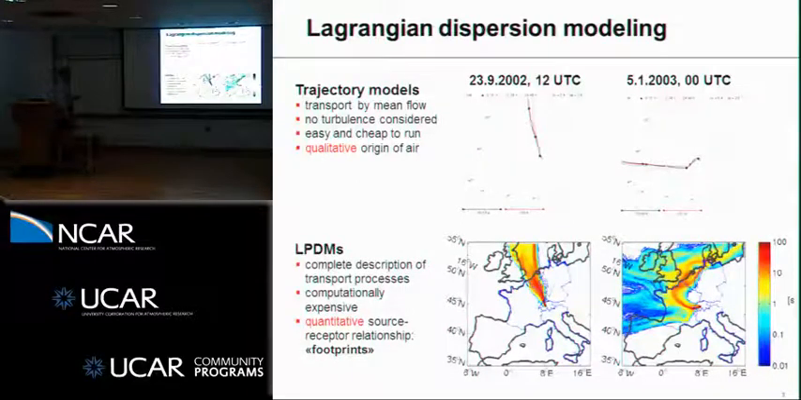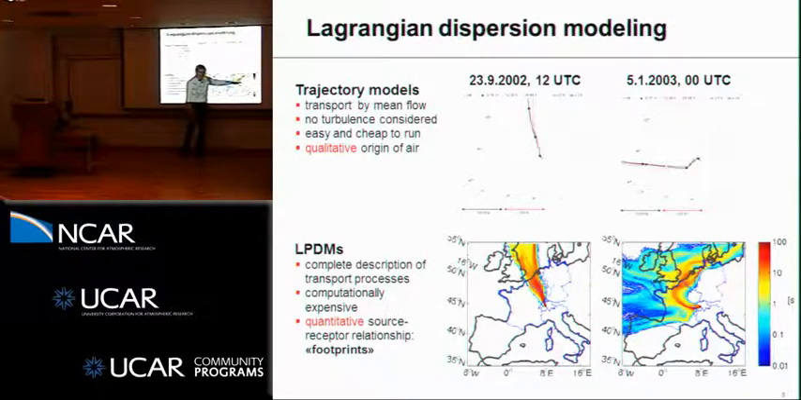Well, that said, here is a short comparison between trajectory models and LPDMs. I don't need to say too much again. But what you see here is that sometimes a trajectory model gives a qualitatively correct picture, this is what we simulate with the LPDM for the same case. And here is another case where the trajectory says there's a flow in the free troposphere towards Jungfraujoch.